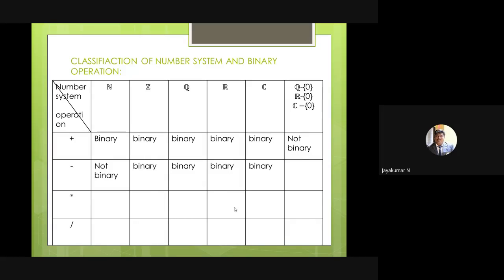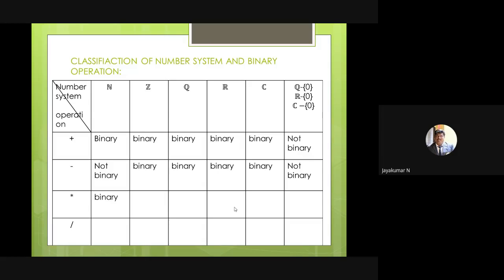Simply 1 minus 1. Okay, 1 minus 1 becomes 0. 0 does not belong to Q minus 0. So definitely it is not binary. Okay, good. And what about multiplication in N? If you multiply any two positive integers, is it possible to get a negative number or 0? Not possible. So definitely star is binary in N.